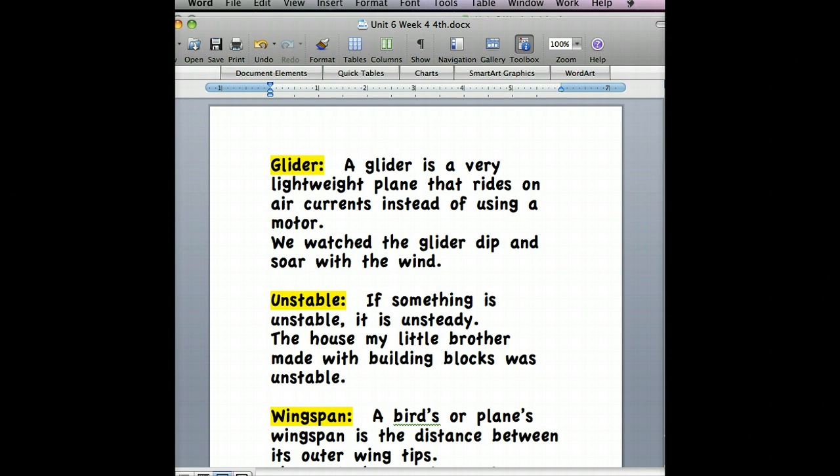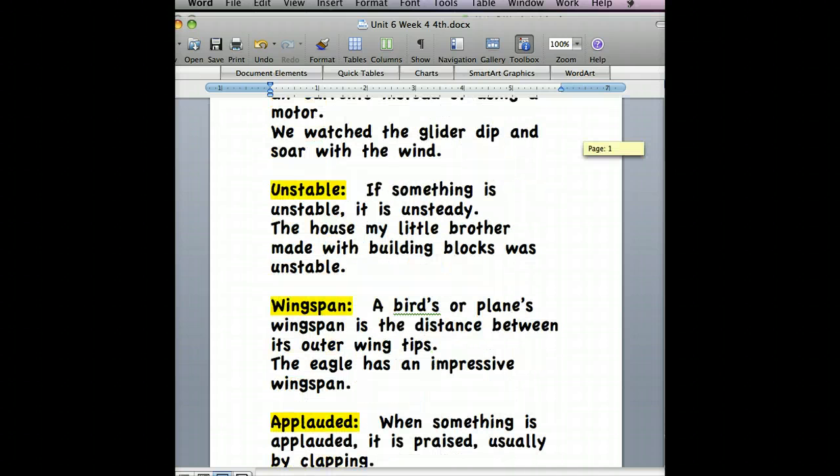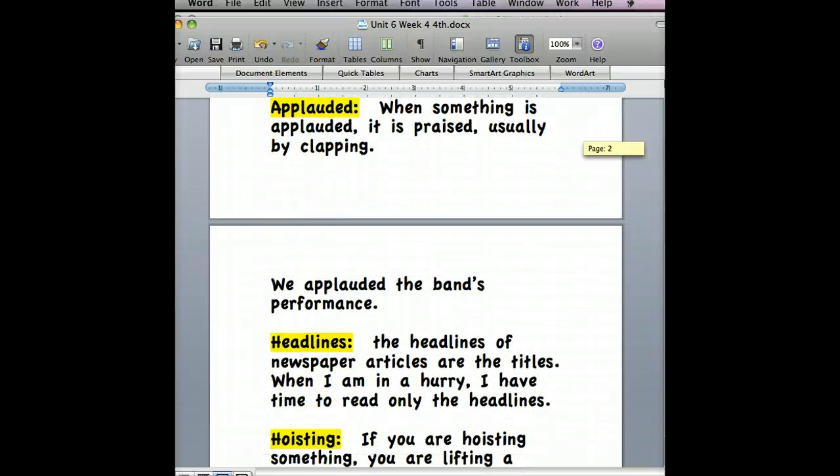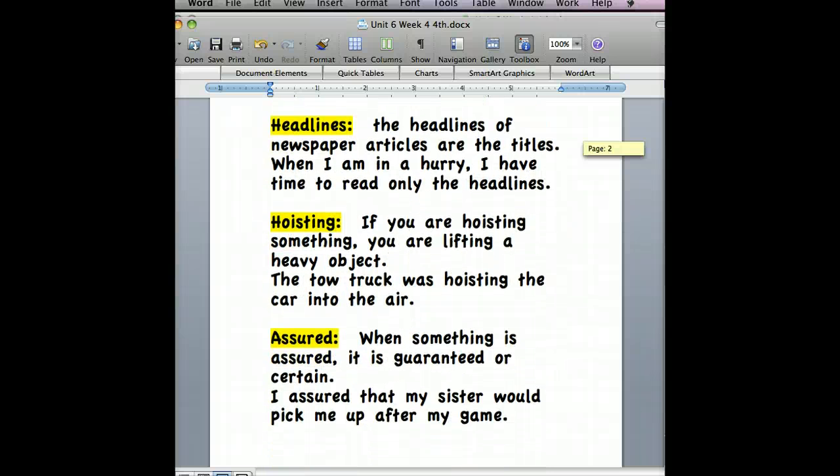Glider. A glider is a very lightweight plane that rides on air currents instead of using a motor. Unstable. If something is unstable, it is unsteady. Wingspan. A bird's or plane's wingspan is the distance between its outer wing tips. Applauded. When something is applauded, it is praised, usually by clapping. Headlines. The headlines of the newspaper article are the titles.